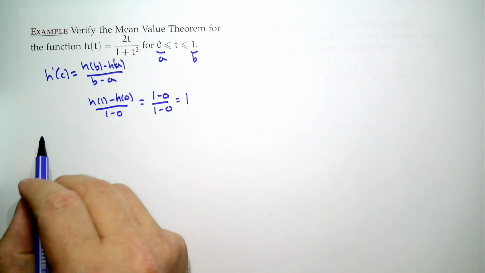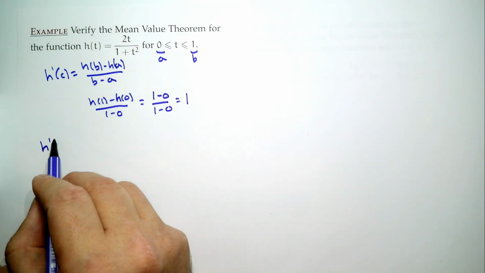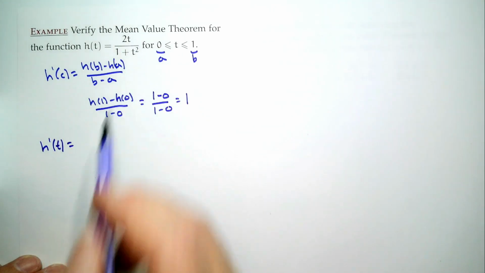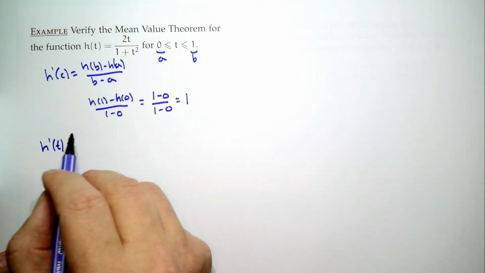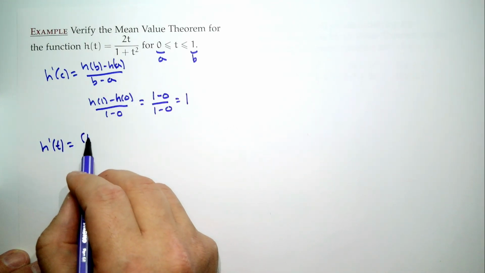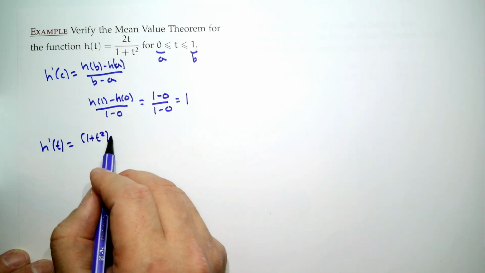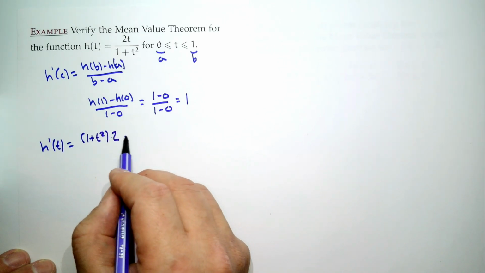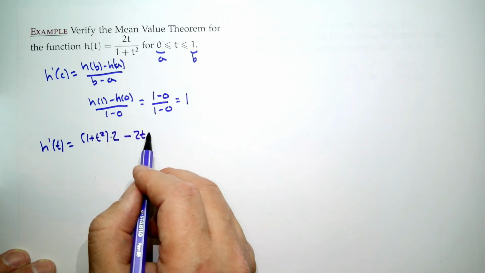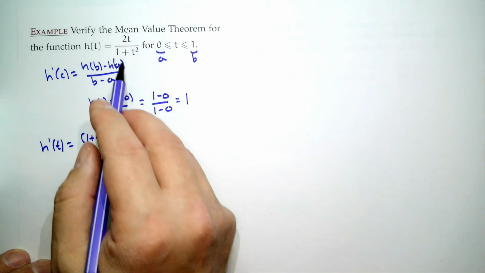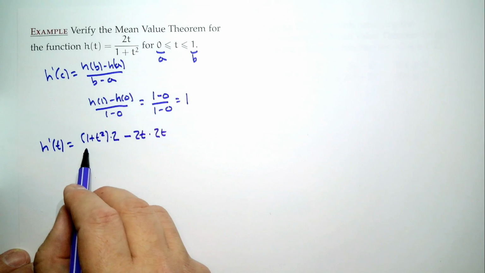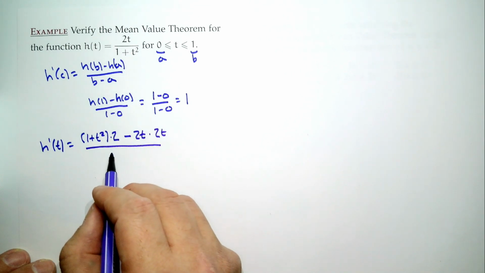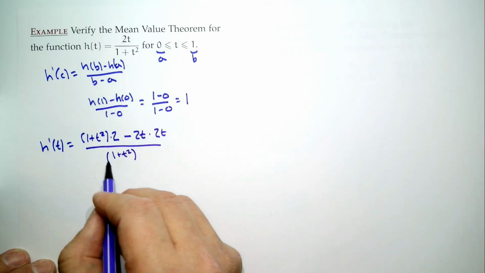So to find that, first let's take our derivative, h prime of t. How do we take the derivative of 2t over 1 plus t squared? The quotient rule. The quotient rule says we take the bottom function and multiply it by the derivative of the top. Then we subtract the top function times the derivative of the bottom, which is 2t, that's the derivative of 1 plus t squared. And we divide that by the bottom function squared.